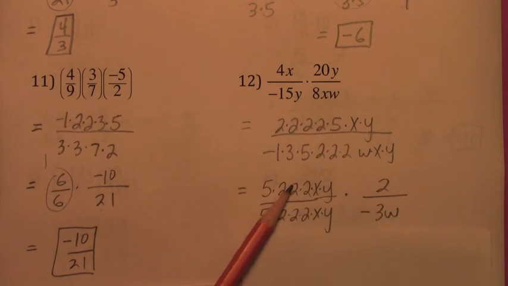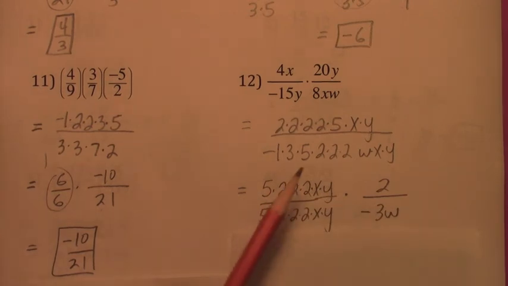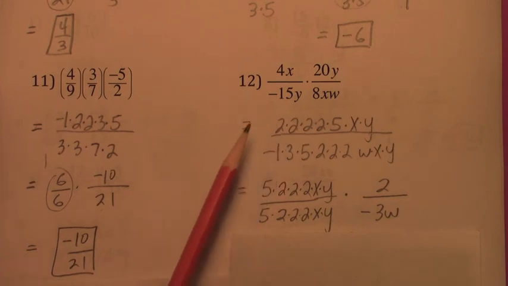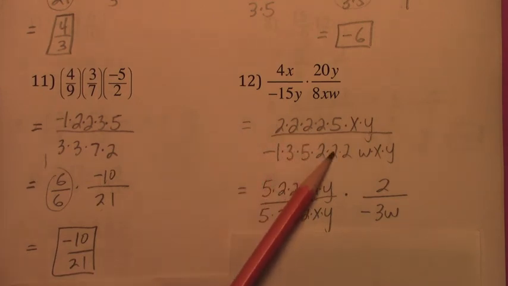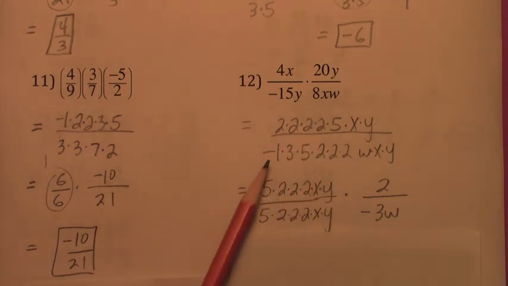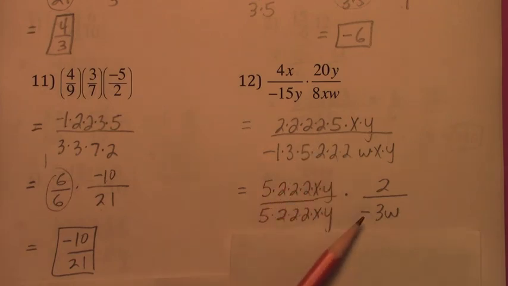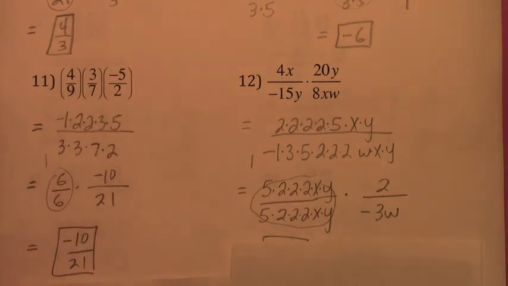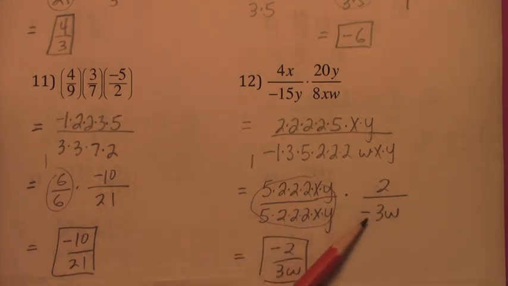Now this one is hard, and we're not going to be doing this quite as much writing in the next problem set, but let's do it one more time. It looks like you're going to have three 2s on the top and three 2s on the bottom in common, and also a 5, and they both have an x and a y. So this whole thing is a 1. Everything here is your factor of 1. A 5, three factors of 2, an x and a y. What's left from the top is one more factor of 2, and what's left from the bottom is a negative 1, a 3, and a w. Make sure you move the negative sign up to the top, so it's negative 2 over 3w.